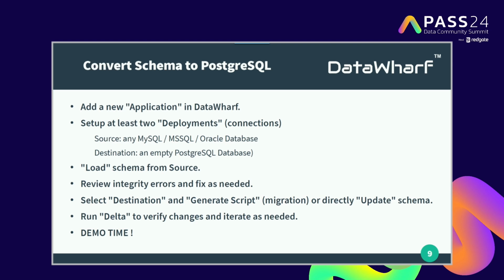So we'll do some cleanup before we do the next step, which is to use the destination, which will be a Postgres database, and we'll generate a script, or we can actually have it applied for you. And then we can also use an option called Delta, which, if we remove something or change something, can actually detect what is different in the schema definition that we have in DataWharf or in a physical deployment.